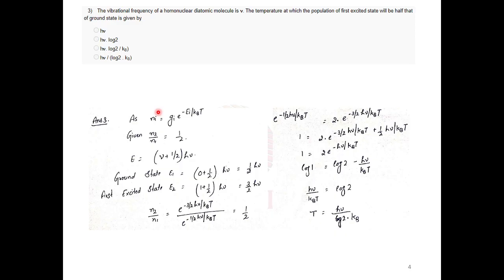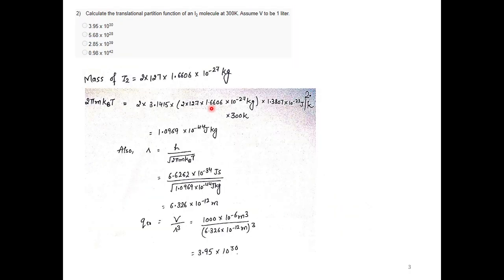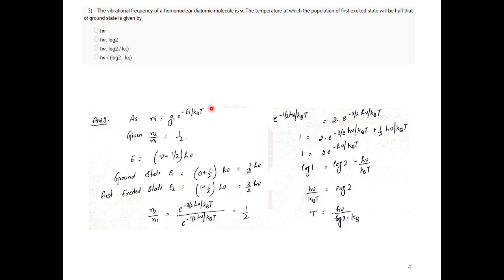Now it is a vibration, so the energy will be h nu into n plus half, right? For the ground state n is 0 and for the first excited state n is 1. So the ratio is half, right? Basically, questions 1 and 3 are the same kind of problem to be approached. So just think about it a little bit.